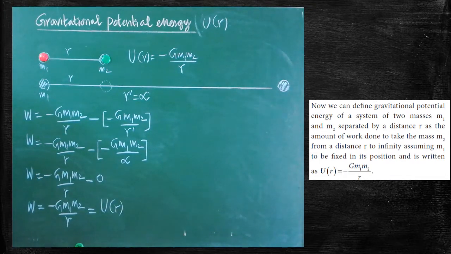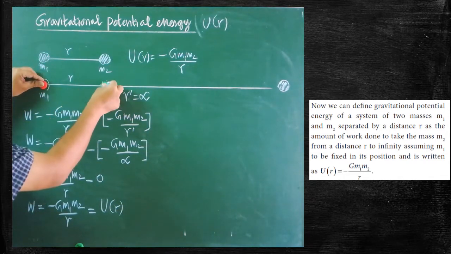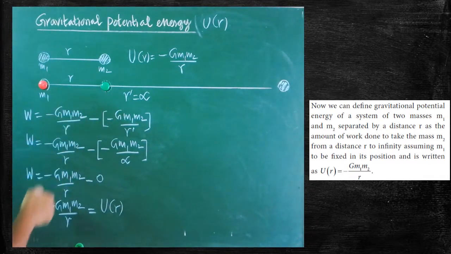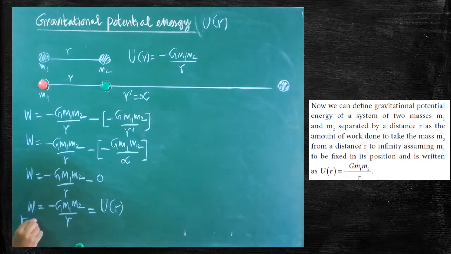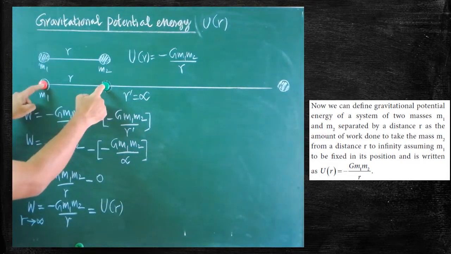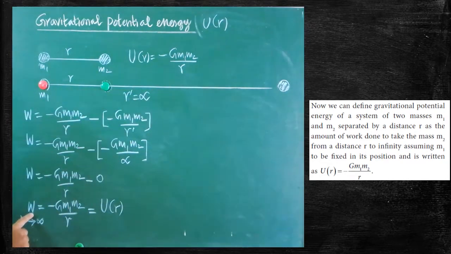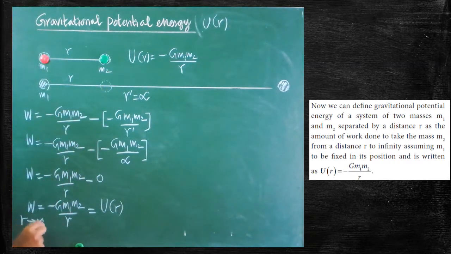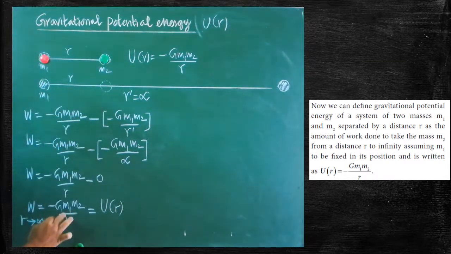Are you clear? So what kind of work is done here? Previously the two masses were separated by the distance r. To move the mass m2 from r distance to infinity distance, this much amount of work has to be done. Are you clear? To move the mass from r distance to infinity distance, how much work has to be done? Is it clear? This much amount of work has to be done. That work done is stored up in this system. Are you clear? The work done to move from r to infinity is stored up as gravitational potential energy.